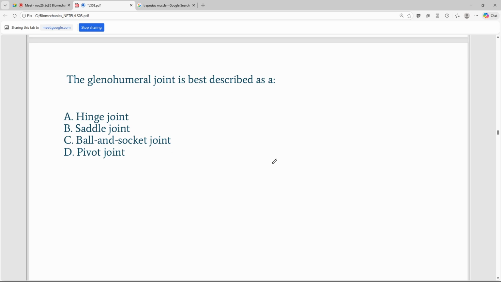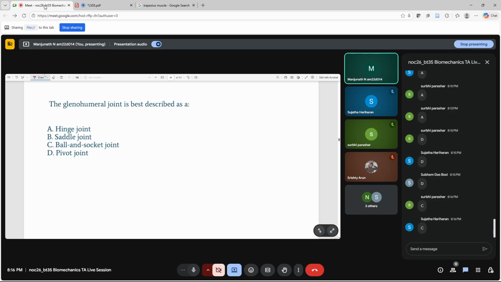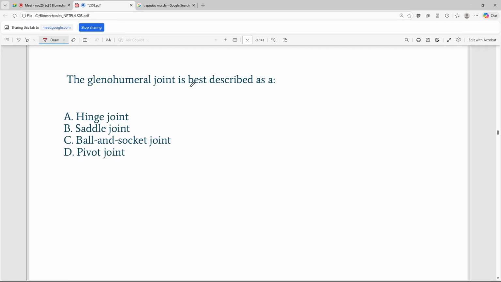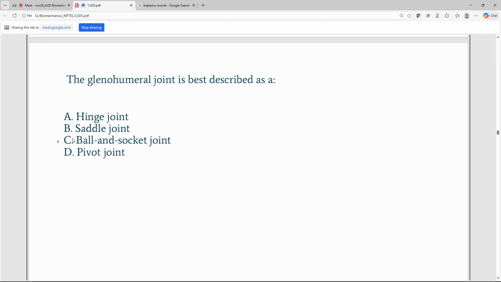Next question. The glenohumeral joint is best described as, I think this everybody knows. Option A, hinge joint. Option B, saddle joint. Option C, ball and socket joint. Option D, pivot joint. Yes, option C, ball and socket joint.